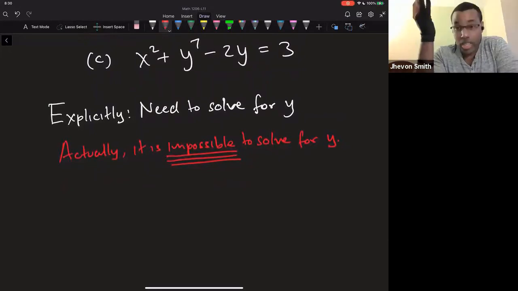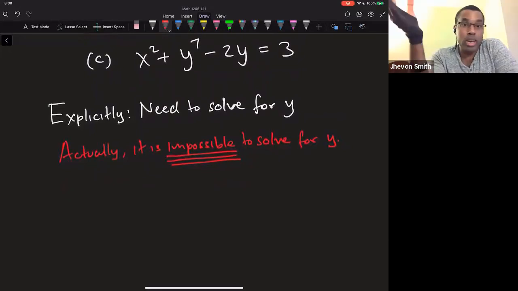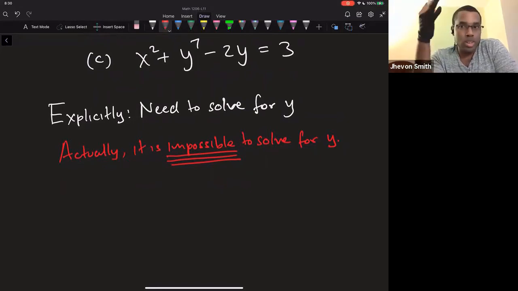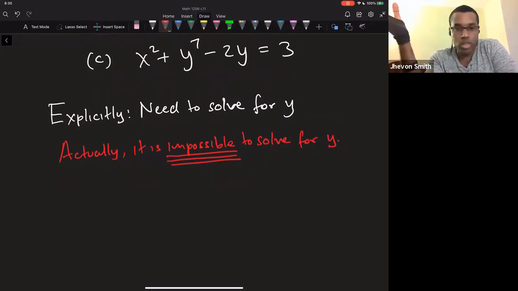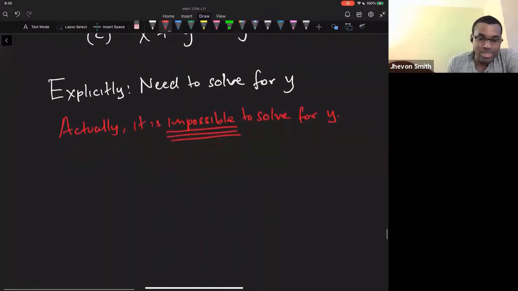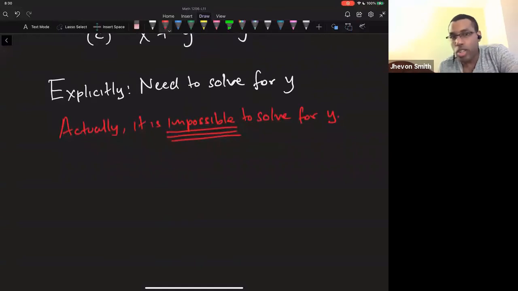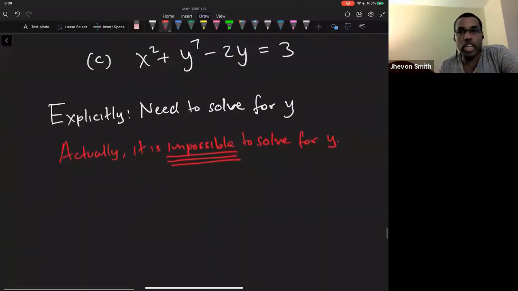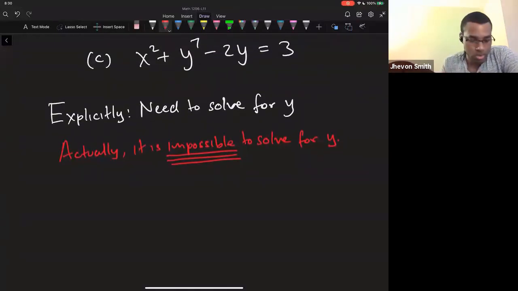But yeah, it's actually impossible to solve for y here. You cannot write this down as a formula in anything that we can understand in terms of the elementary functions that we've spoken about. So it turns out there is no choice here. Implicit differentiation is the only game in town.